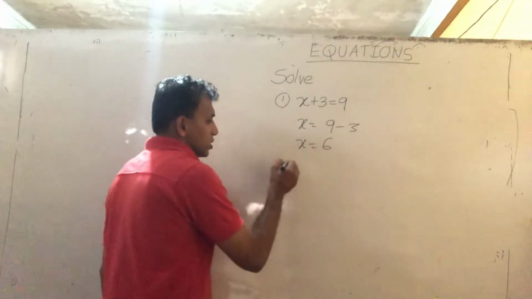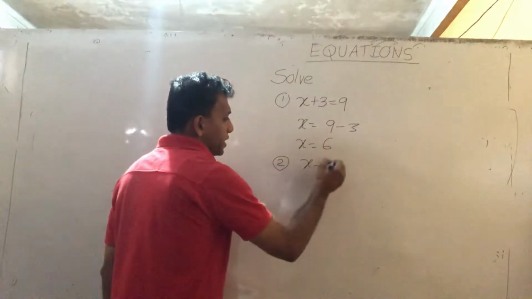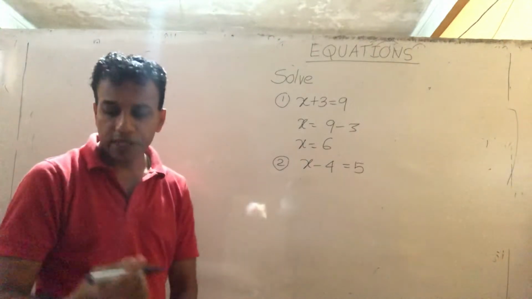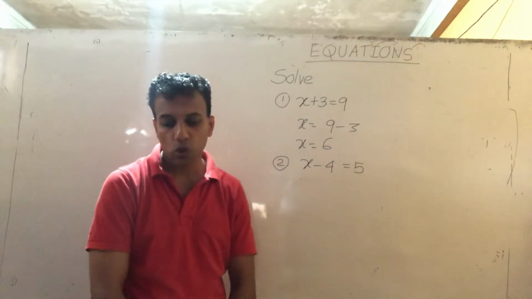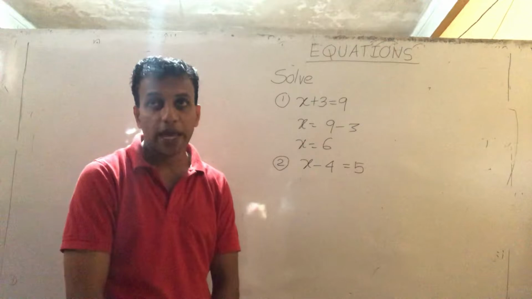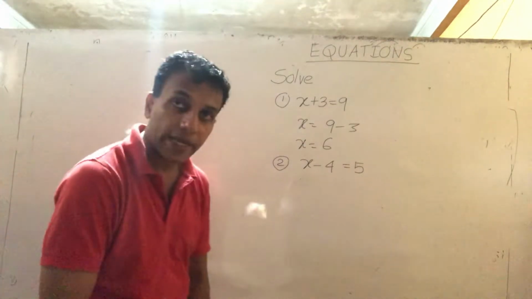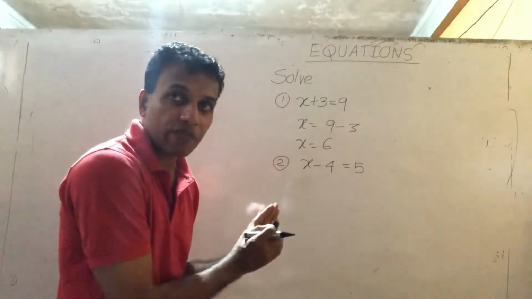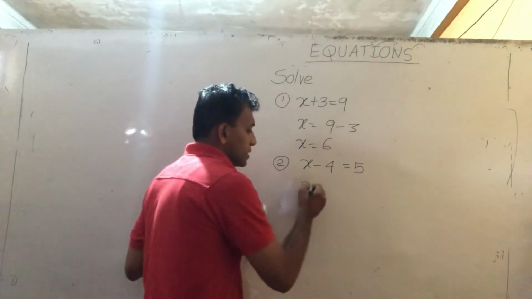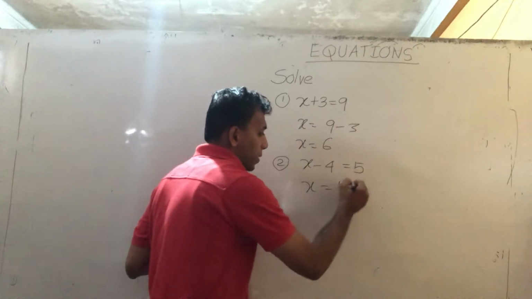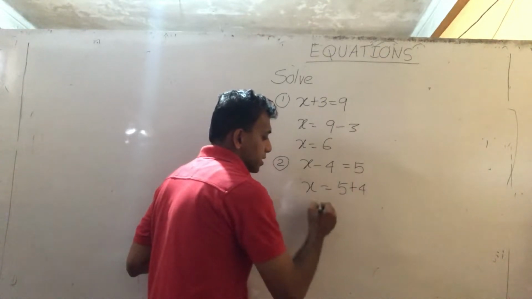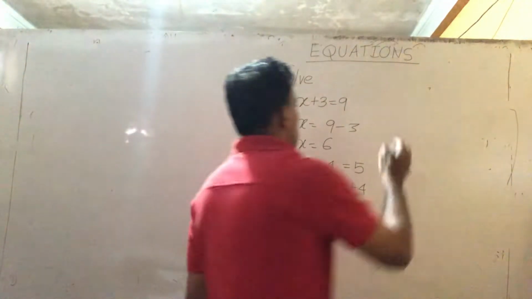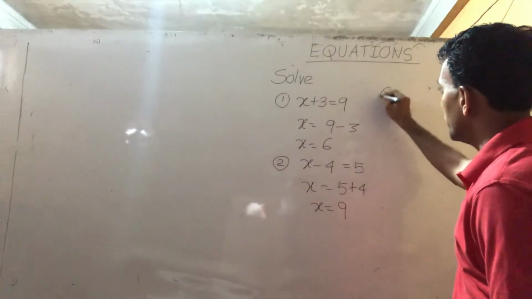The second question: x minus 4 equals 5. Solve this equation, find the x value. So what is the idea? Take the minus 4 to the other side, keeping only x on the left hand side. So the x answer is 5 plus 4, that is 9. Okay, x equals 9.